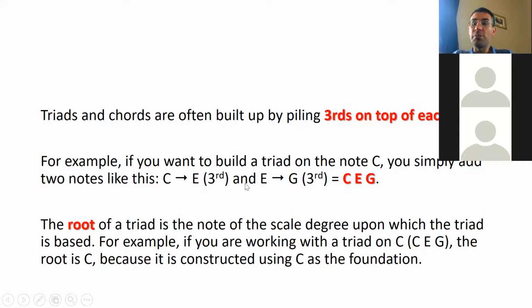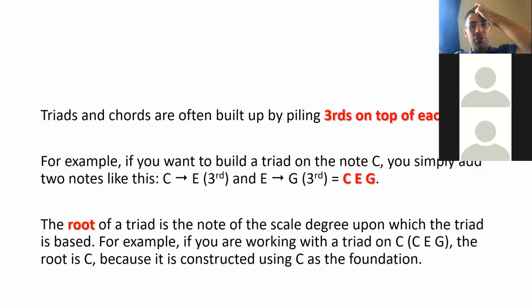Okay, so if you wanted to build a triad on C, you would add 2 notes to it like this. You'd have C to E, that's the first third, and then E to G, which is the second third. A third at the bottom, a third at the top. C, E, G. The C is at the bottom, the E is next, the G is at the top. The distance between the C and the E is a third, and the distance between the E and the G is also a third.